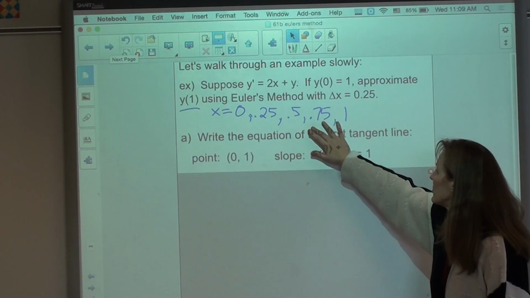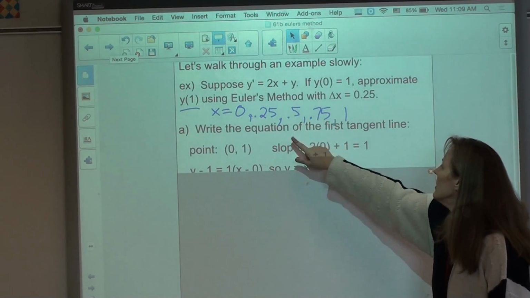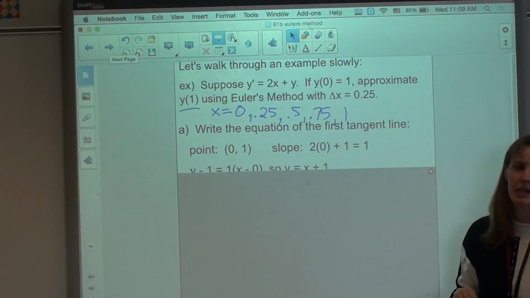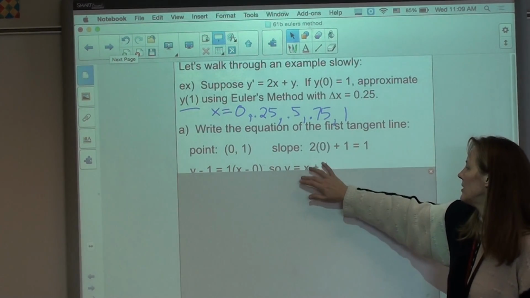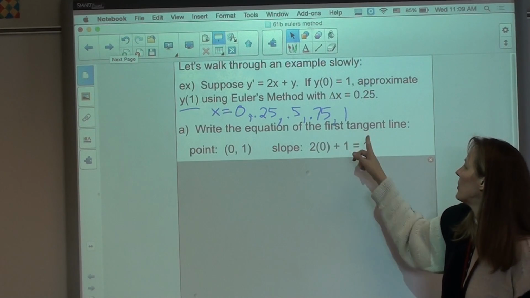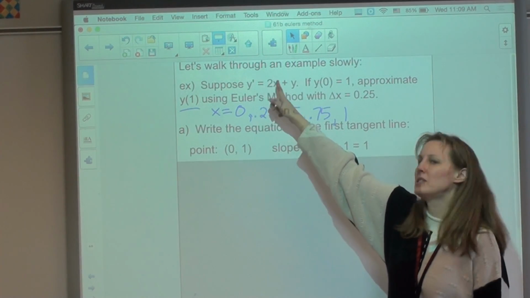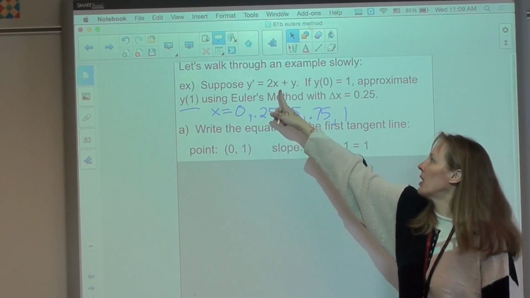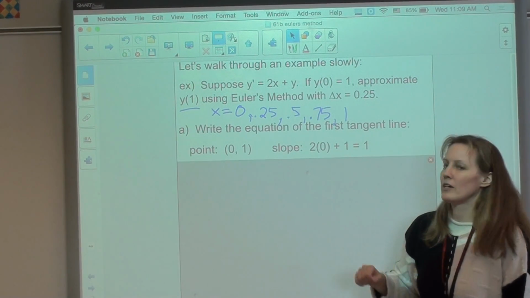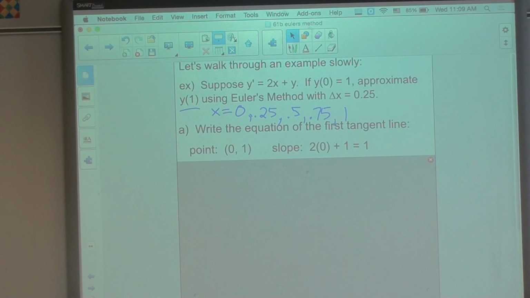The first step is to write an equation of the very first tangent line. So the point is 0, 1. You get the slope by plugging into your differential equation, because remember y prime is slope. So we plug our point 0, 1 in and we get our slope. I'm going to take a second, write the equation of the first tangent line.